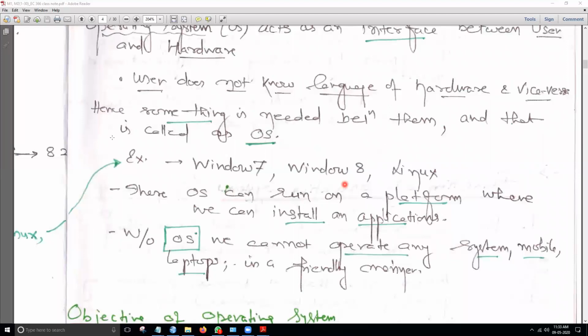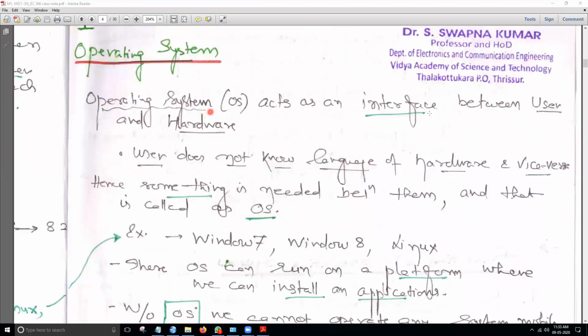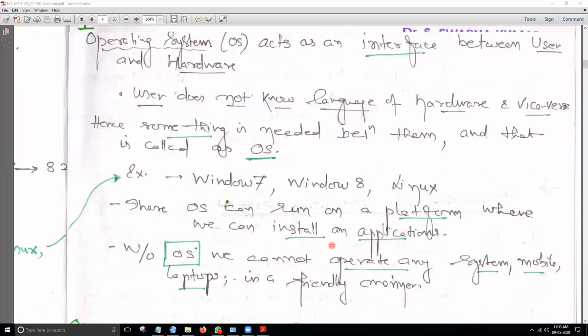Now, here I put operating system. It acts as an interface between the user and the hardware. The user does not know the language of the hardware and vice versa. So that's why between the user and the hardware there is a partition, so that the user need not worry about what the hardware is doing, but it is going to deliver the output.